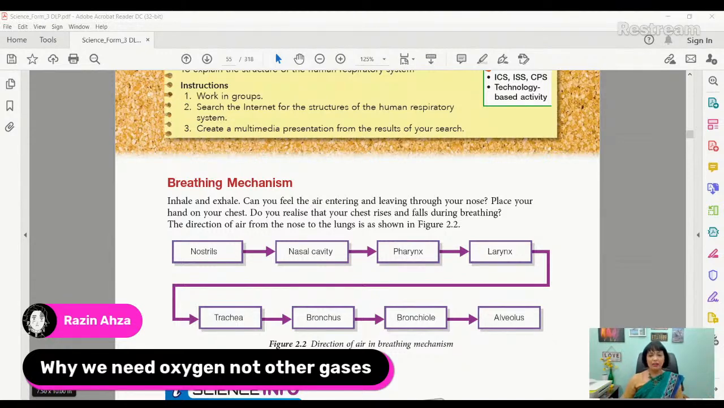Okay. Razin, a very good question. Why do we need oxygen and not other gases? Fantastic question. For example, we have an abundance of nitrogen. 75% of our air is made out of nitrogen. Why don't we need it? Why don't we take in nitrogen as our most essential gas? Why do we need oxygen instead? Anyone can answer.